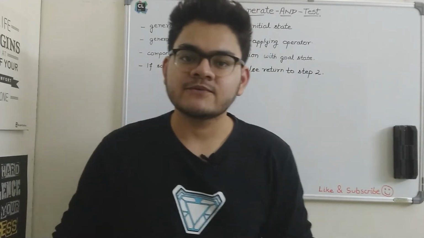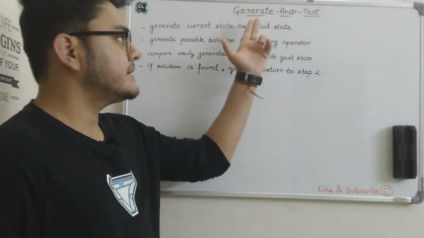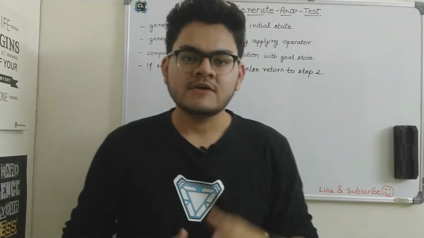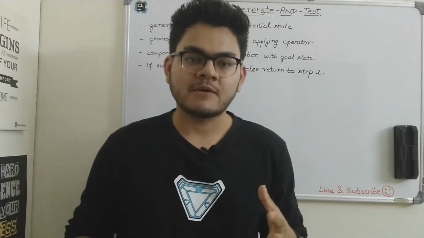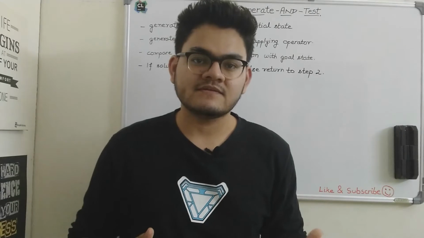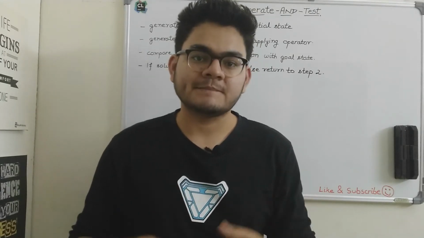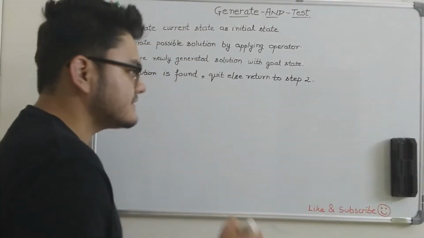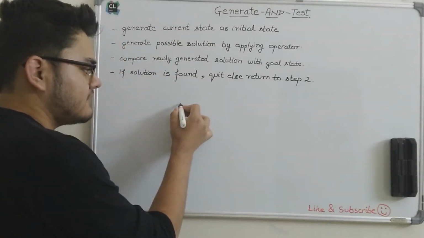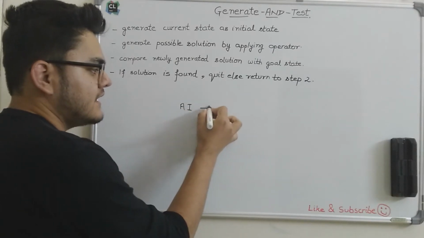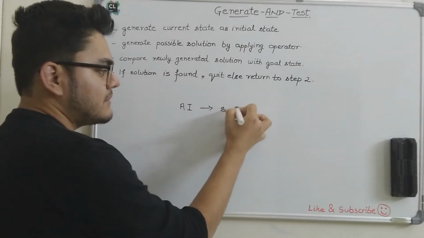In this tutorial, we are going to cover all the important points about the generate and test algorithm. So far, we have already studied what artificial intelligence is and how an AI agent solves a particular problem. We have already discussed that the purpose of an AI agent is to actually solve a problem.